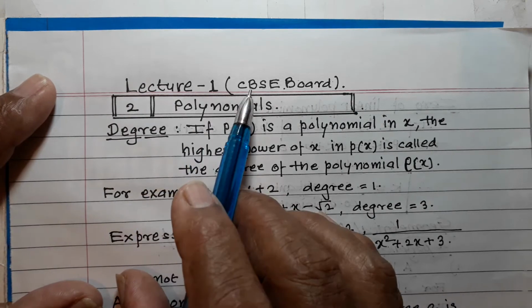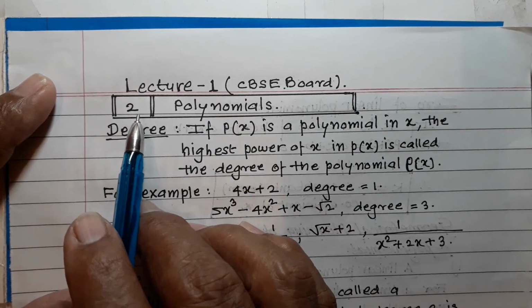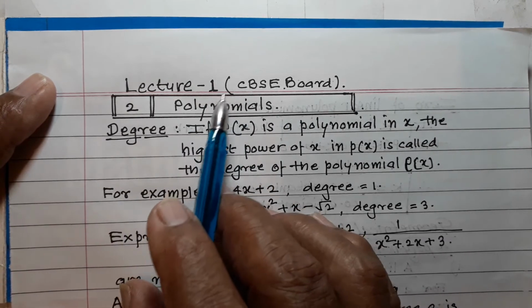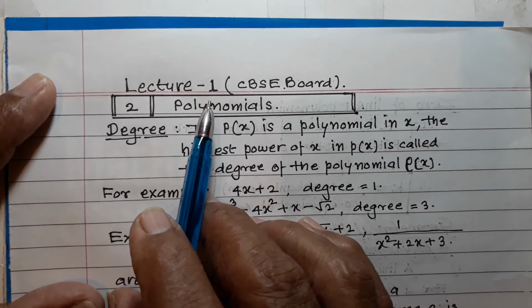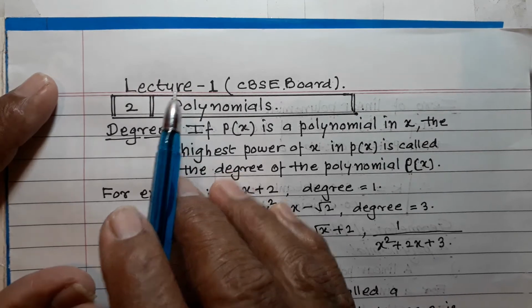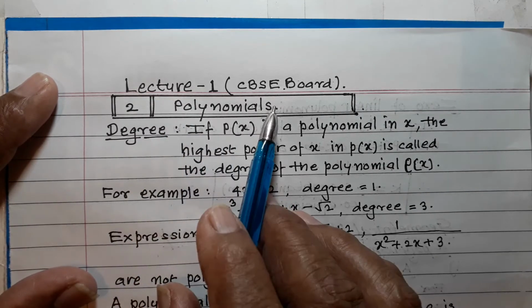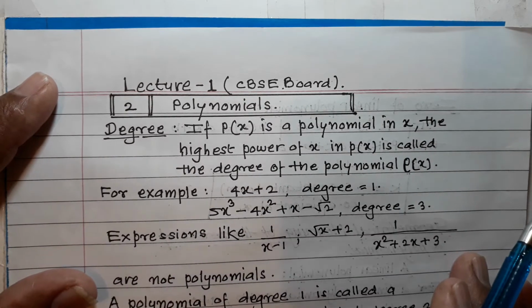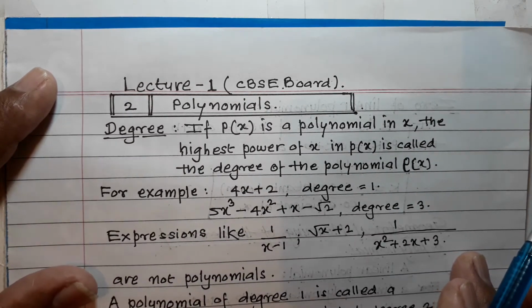Lecture number 1, chapter number 2, polynomials. In this lecture, I am going to explain some terms related to polynomials. Okay, now try to understand. This is a theoretical lecture.